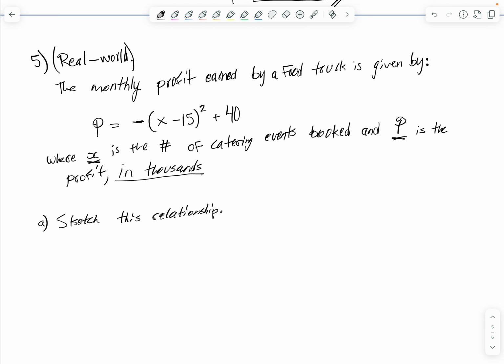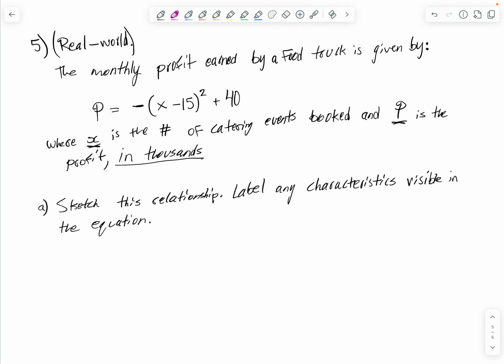And then let's also label any characteristics visible in the equation, so on the graph, label it. Okay, so let's go through that first. So I have my x and y. It's a sketch, so I don't need to really include units that much. I'm just drawing the shape.